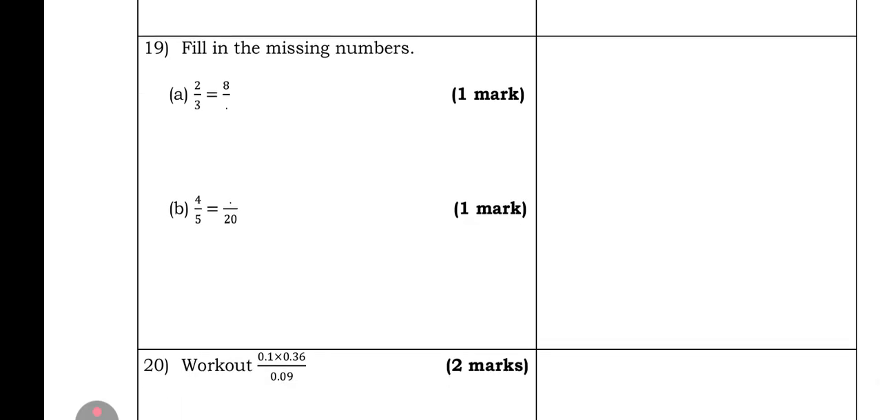On number B, it's the same cross multiplication. 20 times 4 is 80, 5 times x is 5x, and then 5x equals 80. Then divide 5x by 5 and 80 by 5, and you will get the exact answer.